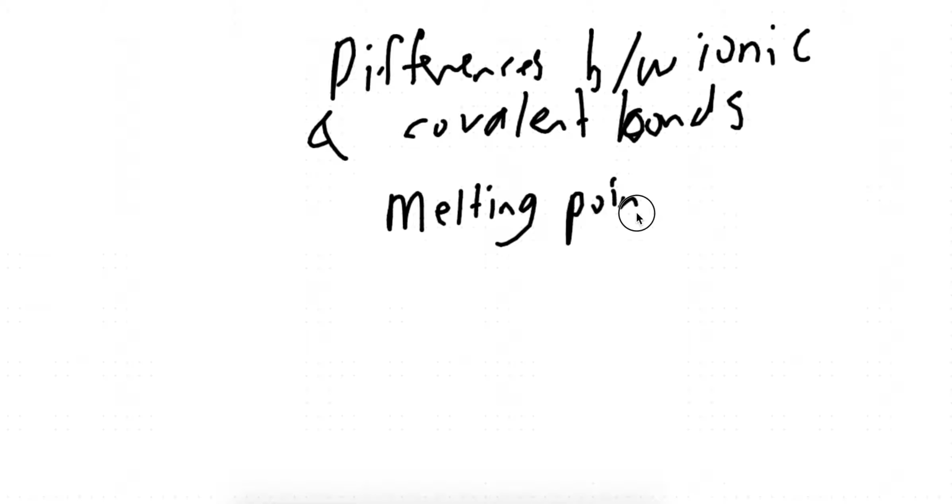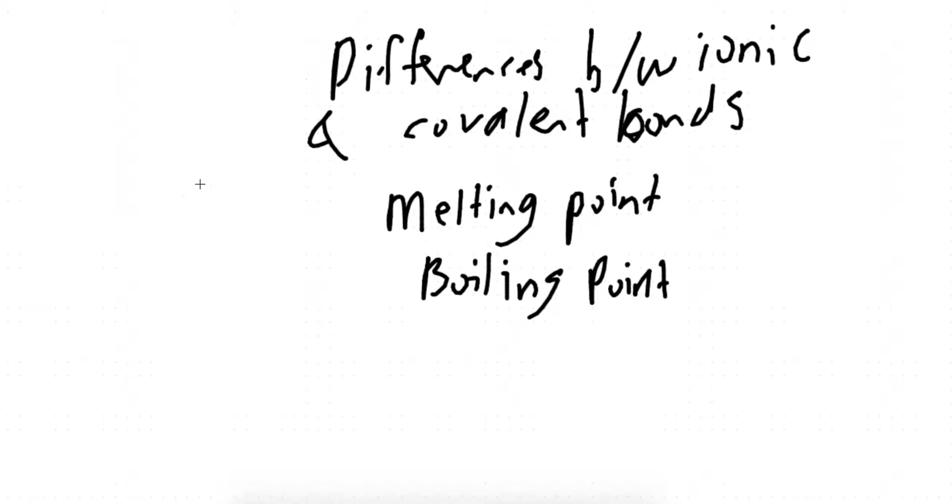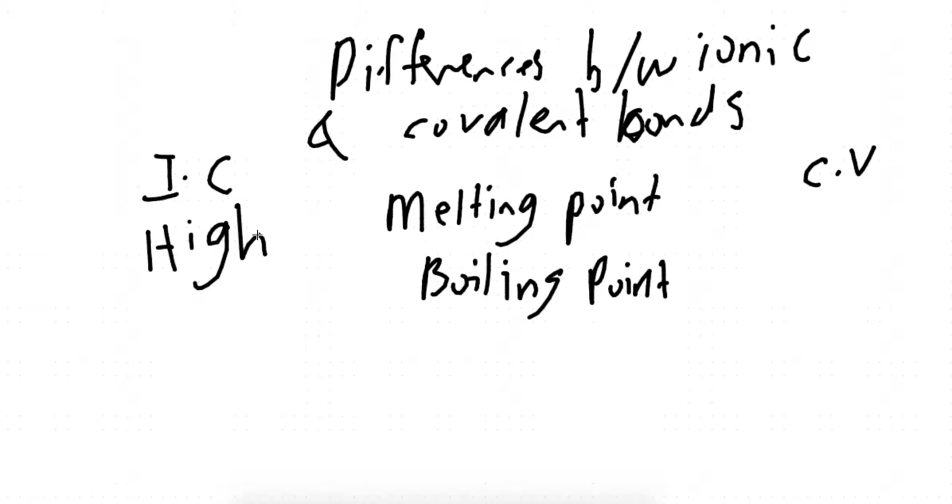Melting point and boiling point. Ionic compounds, covalent compounds. Ionic compounds have a high melting and boiling point, whereas covalent bonds have a low melting and boiling point. Now, there is a reason for this, obviously.